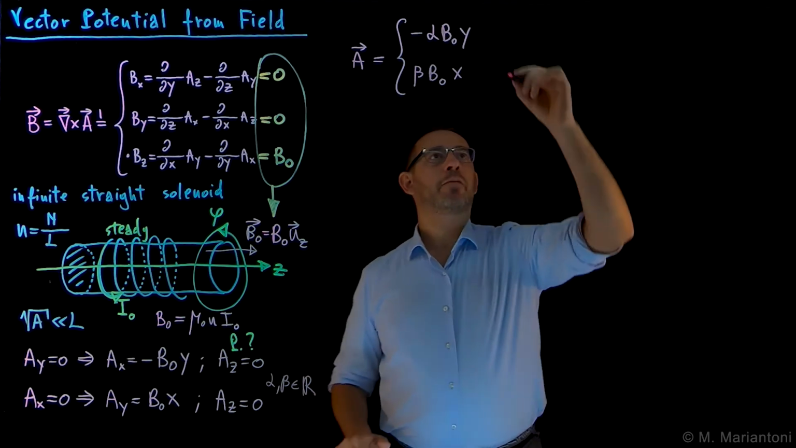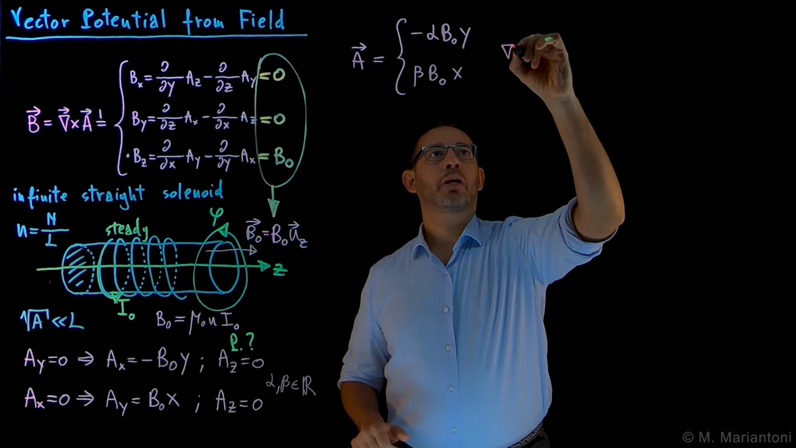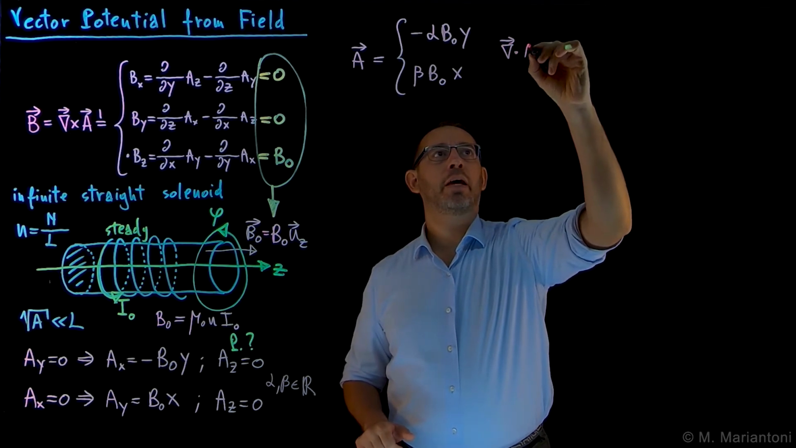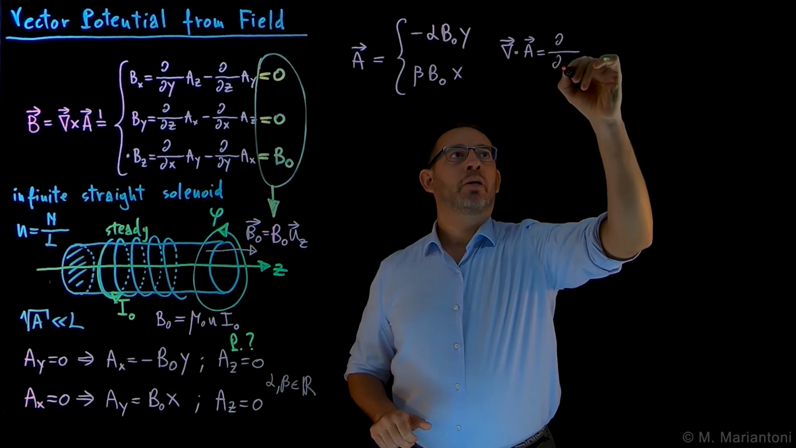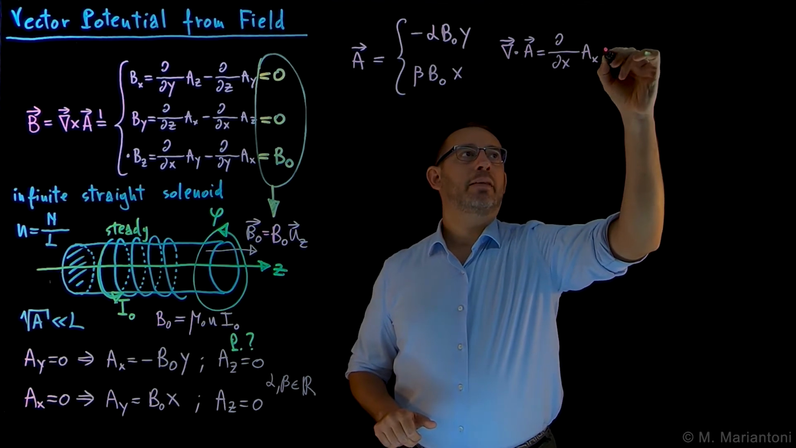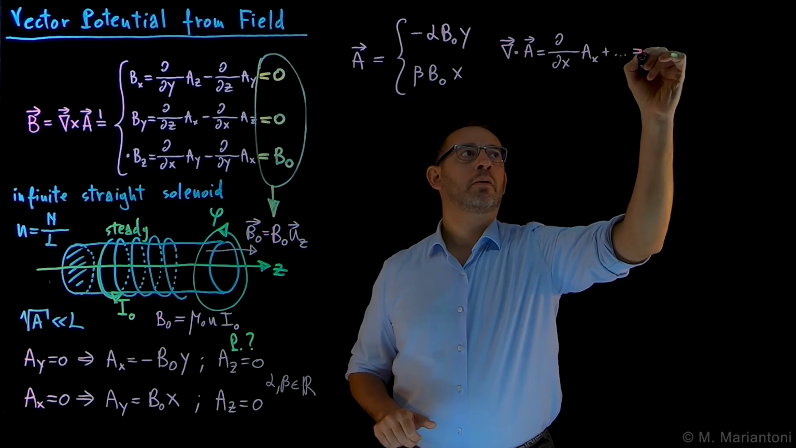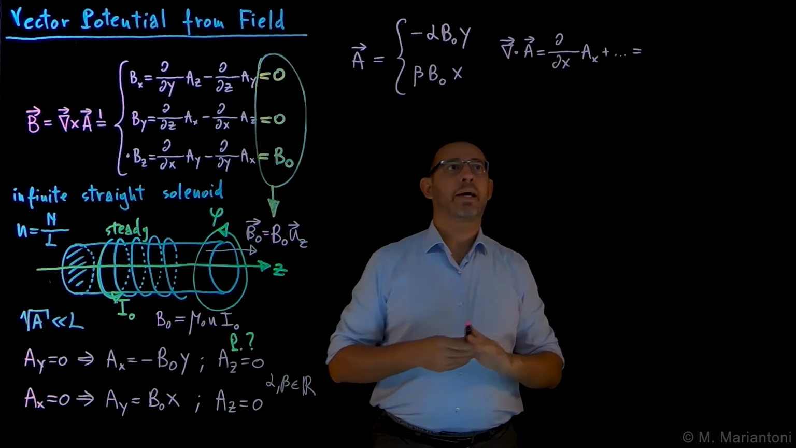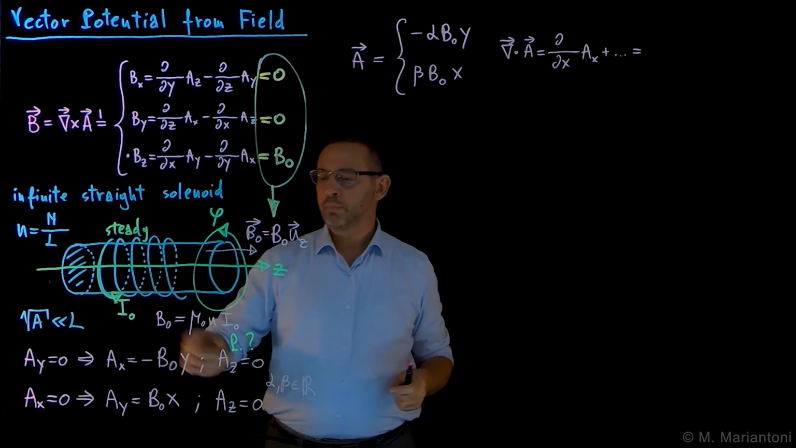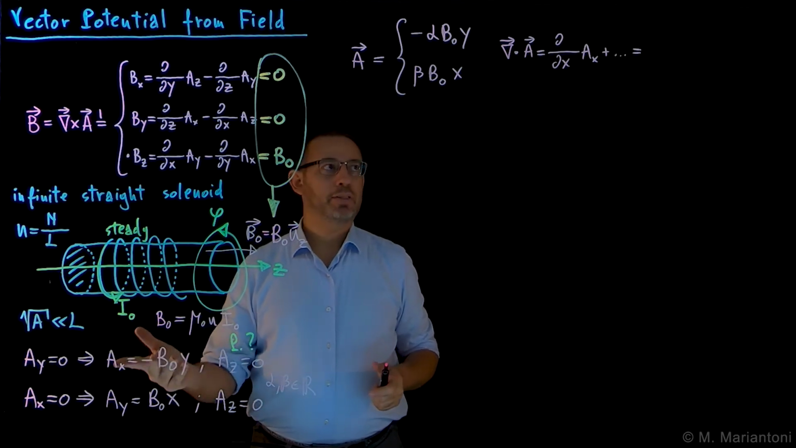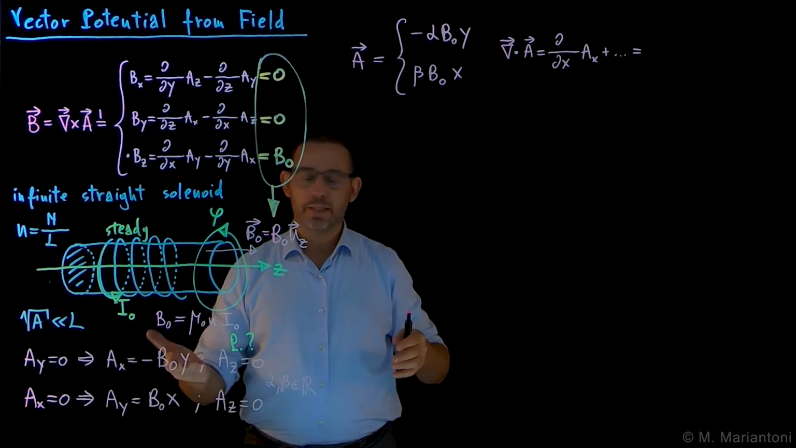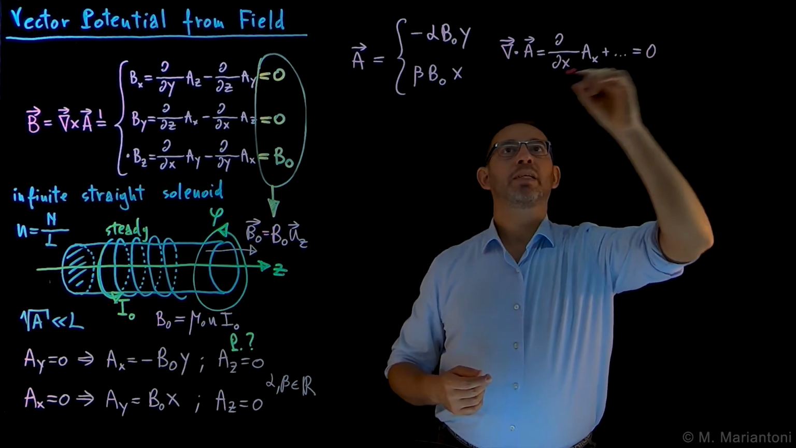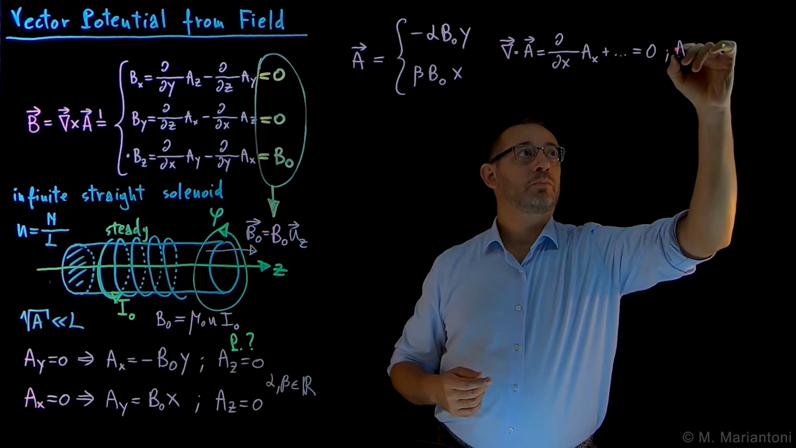Incidentally, if you were to compute in this Cartesian coordinate system the divergence of A, which I remind you is the partial with respect to x of AX, etcetera for all the other components, in this case, you will see that AX only depends on y, so its derivative with respect to x is 0. AY is only a function of x, so its derivative with respect to y is 0. AZ is 0, so this is 0, which means A is solenoidal.